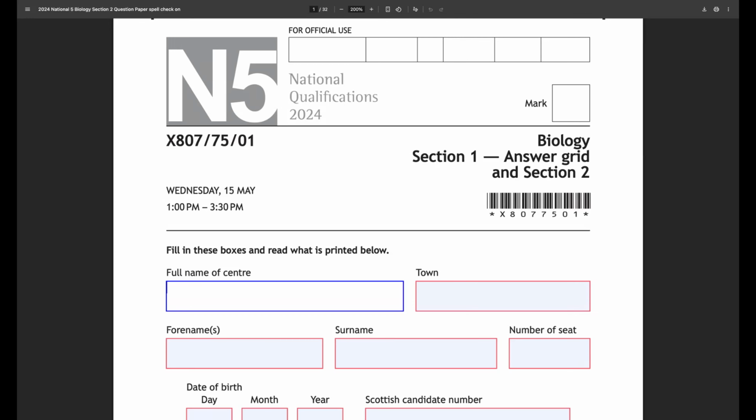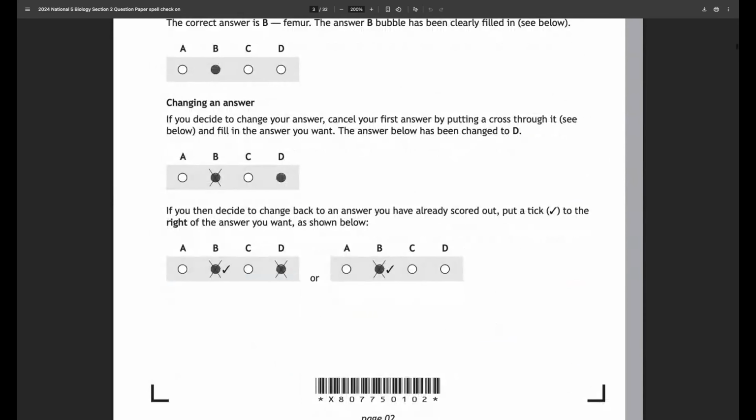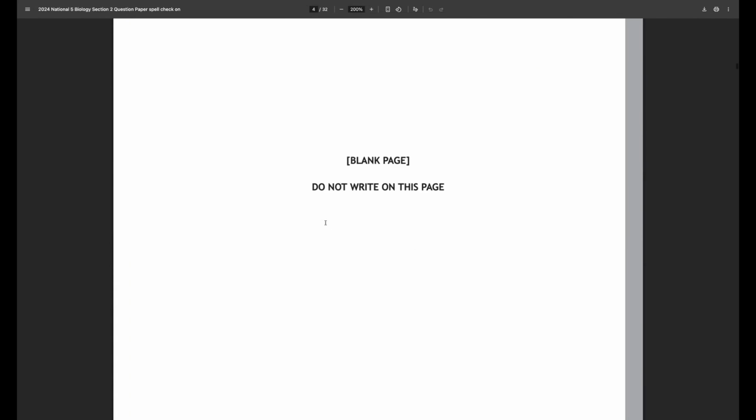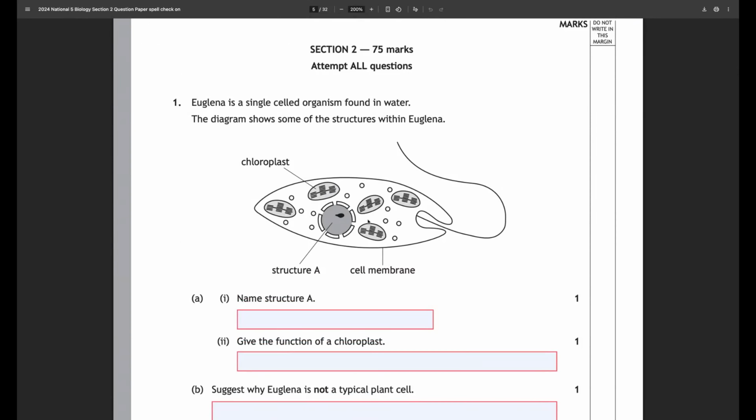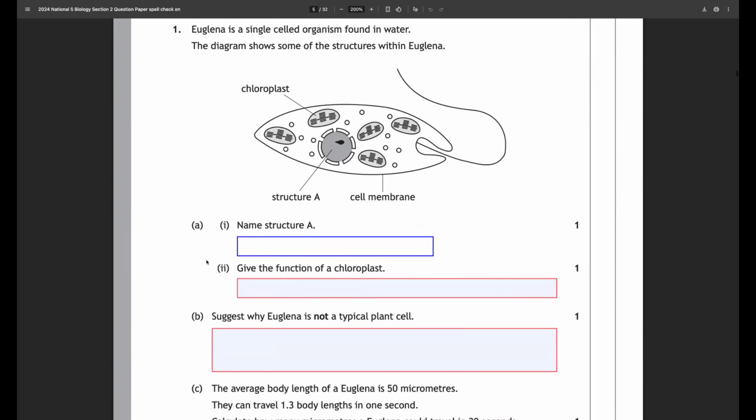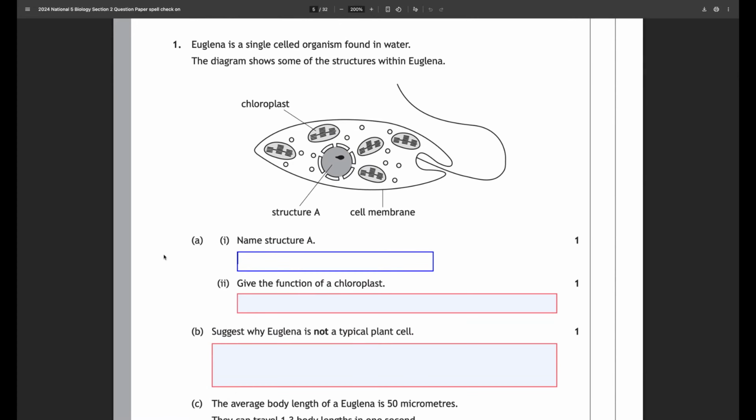This is section 2 that we're going to be covering in this session. So let's rattle right on to question 1 and have a look at this. Section 2, as always, is worth 75 marks, and you have to attempt all questions. Hint number 1 from a biology teacher: do attempt all the questions. Don't leave things blank, even if you're not sure, because you never know if your guess is going to get you a mark or not.